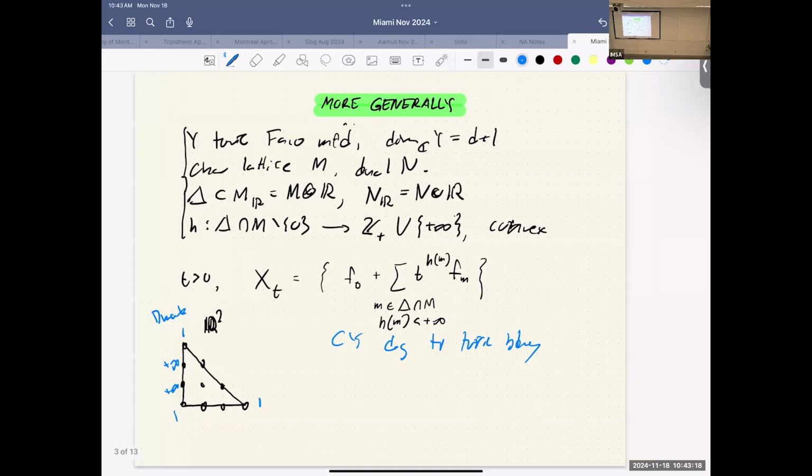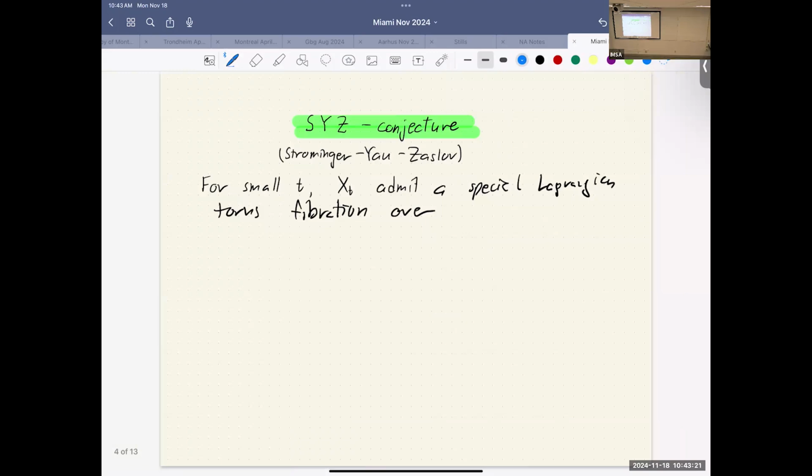Now, the SYZ conjecture, one way to formulate it is that for small t, when we're concerned with this family, then Xt is expected to admit a special Lagrangian torus fibration over a base, which would be the.